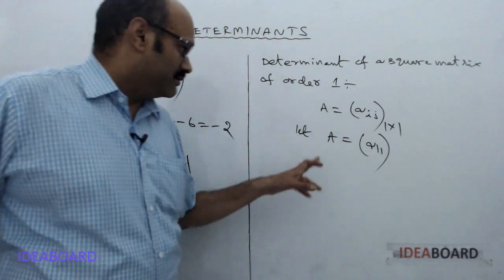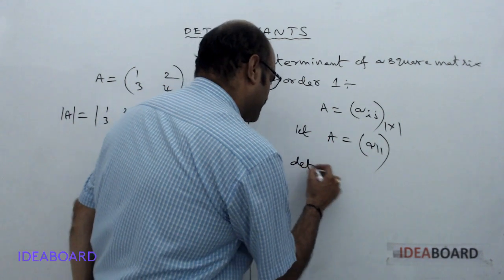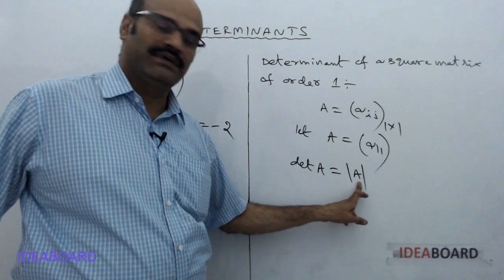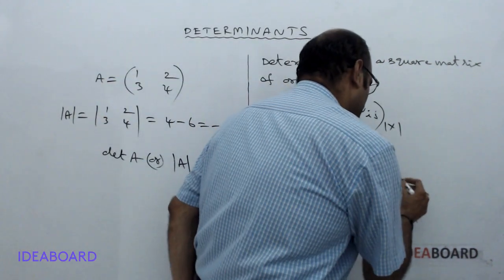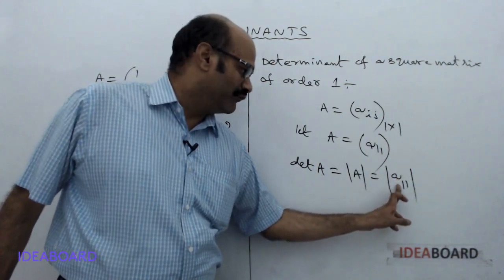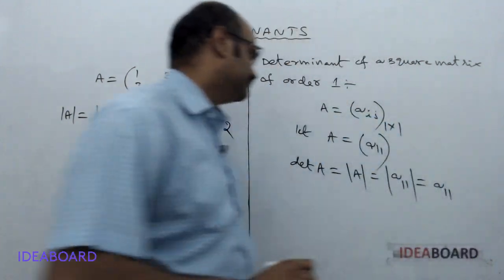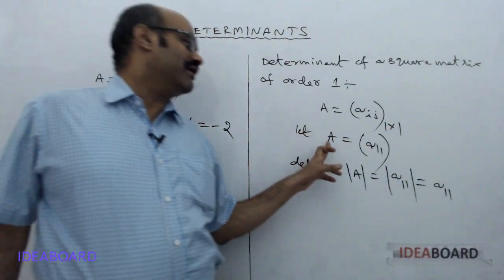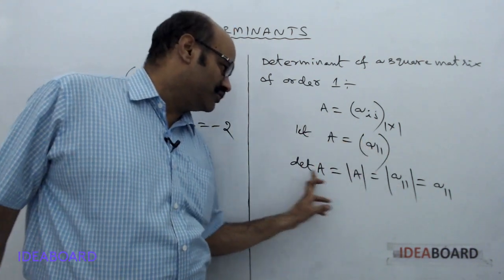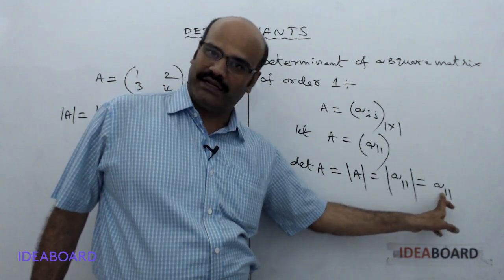Then determinant of A is denoted by det A or determinant of A, equal to determinant of A11. Whatever the element you have, we have to take the same element here. So equal to A11. So whenever you have a matrix A equal to A11, then we take det A equal to determinant of A11 equal to A11 only.